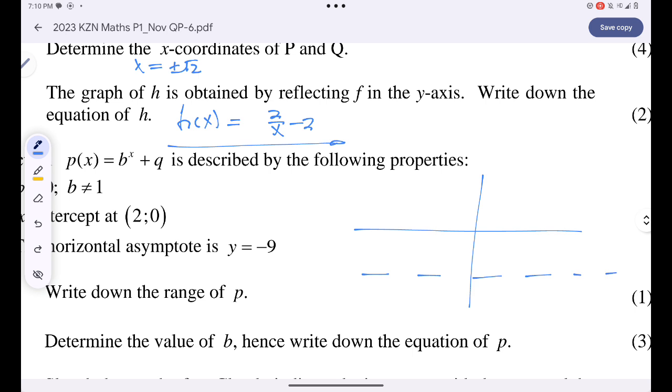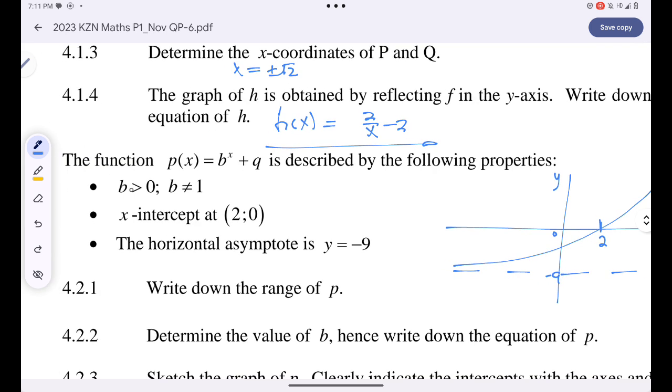The asymptote is at negative 9, and the x-intercept is at positive 2, on the x-axis. I'm saying my graph is increasing because I was told that the value of b is greater than 1. Are you together? So that's why I'm assuming, I'm not assuming actually, that's why I have an increasing function.